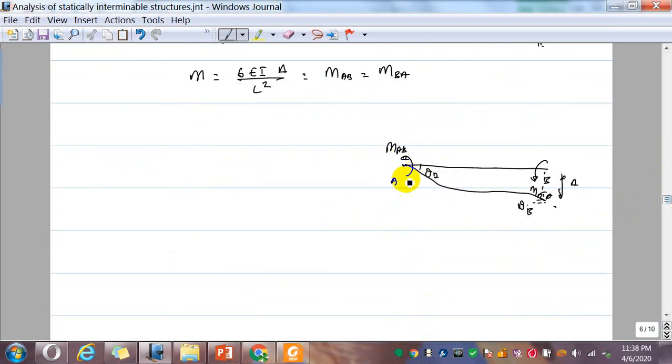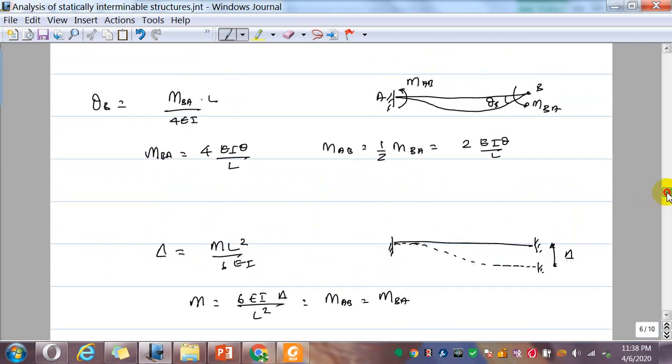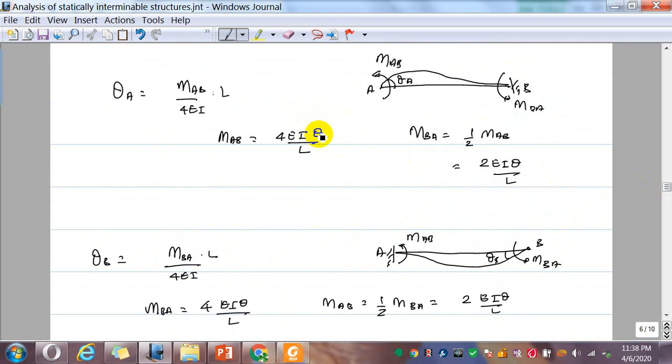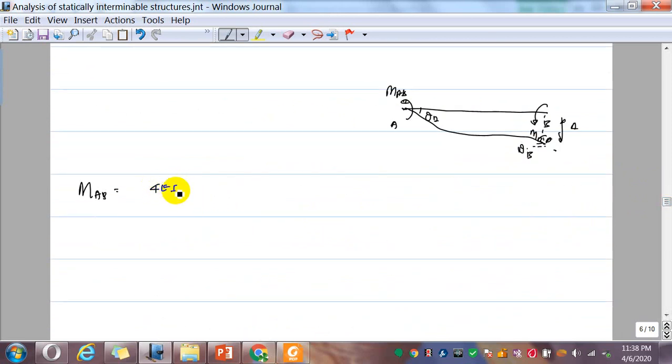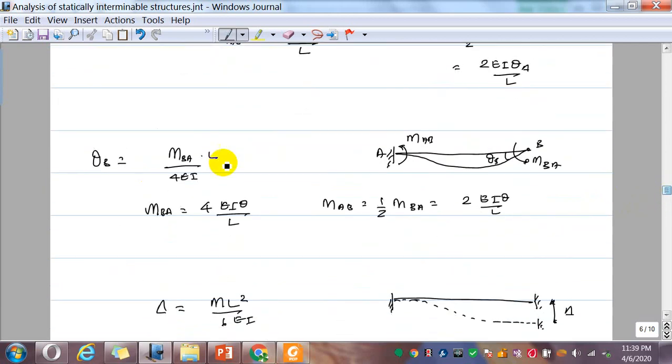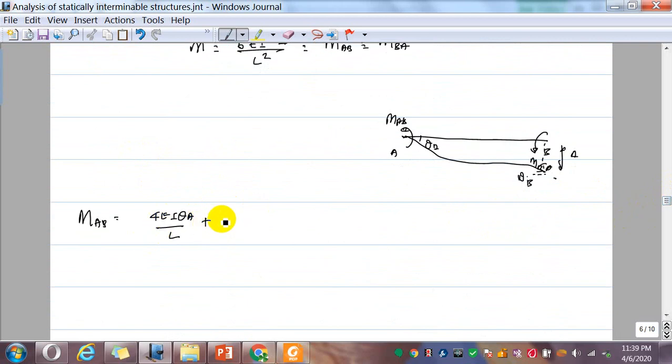Now if you consider MAB, there is a component due to the rotation theta A, that is 4EI theta A over L. And if you consider MAB due to theta B here, you will have plus 2EI theta B over L.